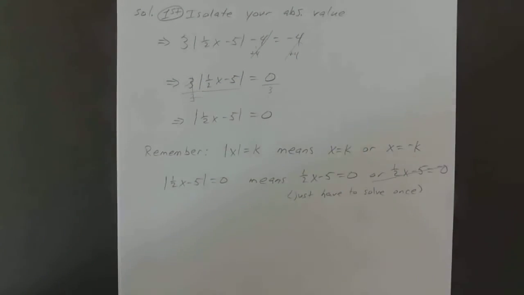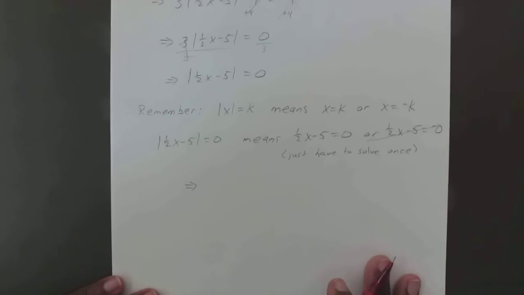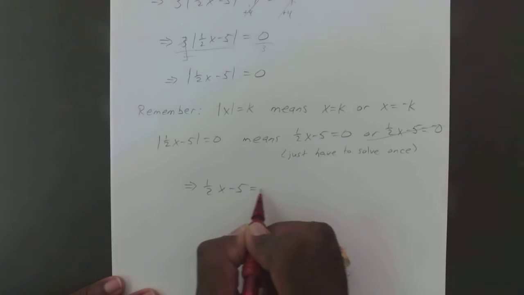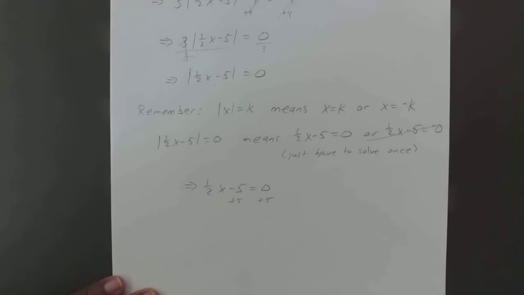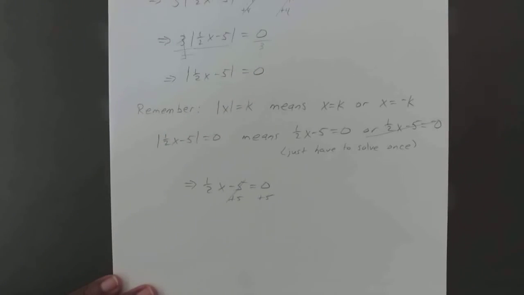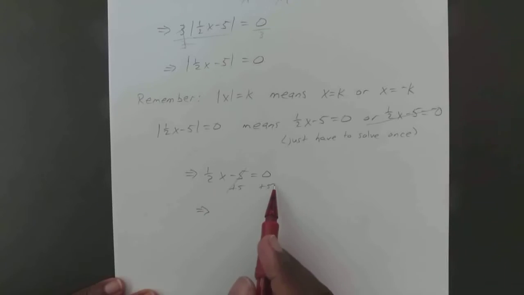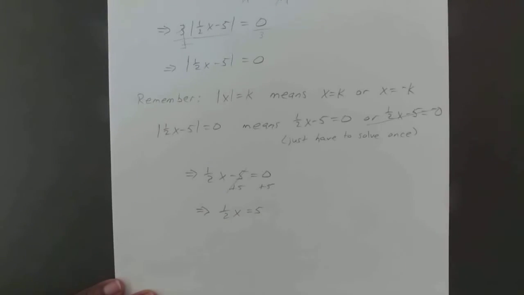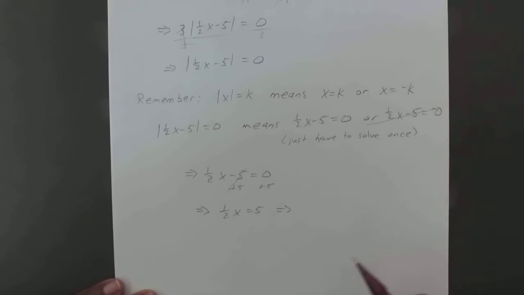So you have 1/2 x minus 5 equals 0. Go ahead and add 5 to both sides. It cancels out. So we have our 1/2 x equals 5. Multiply both sides by 2. We have x equals 10.